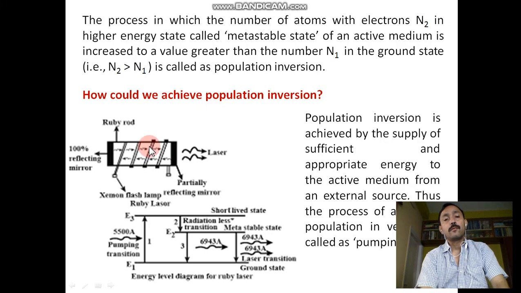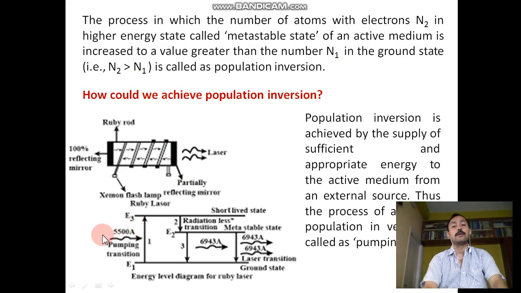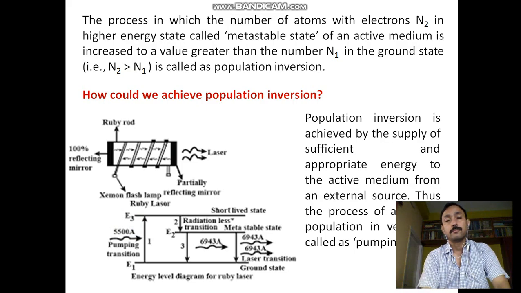Here we are taking the case of a ruby rod. This is the active medium and there are two mirrors. One is 100% reflecting, another one is partially reflecting. A xenon flash tube is used to excite the atoms. The xenon flash tube will produce light having a wavelength of 550 nanometer or 5500 angstrom.